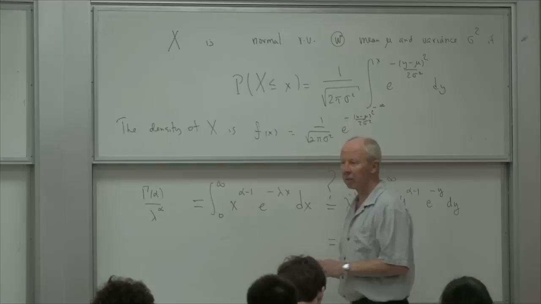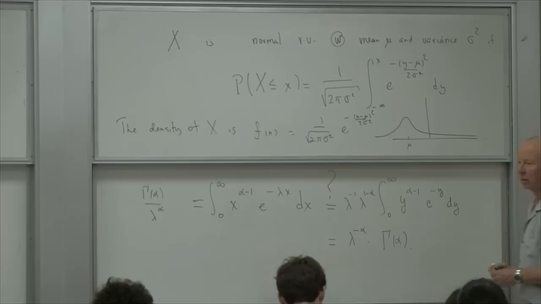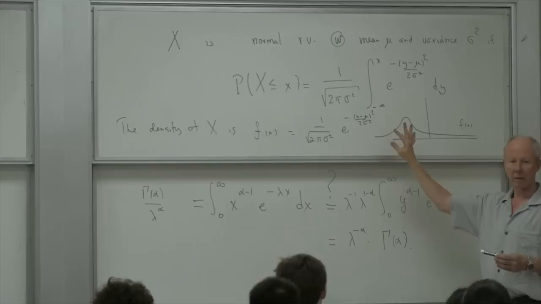That's good for all x. This is the famous bell-shaped curve. And the graph of this function looks like this. It's symmetric with respect to mu. I flip at mu. If mu is 0, then it's centered over here.